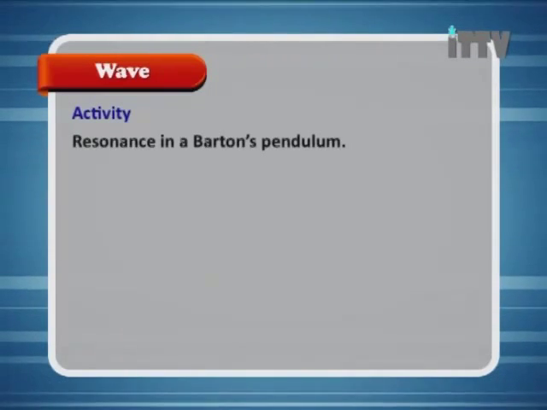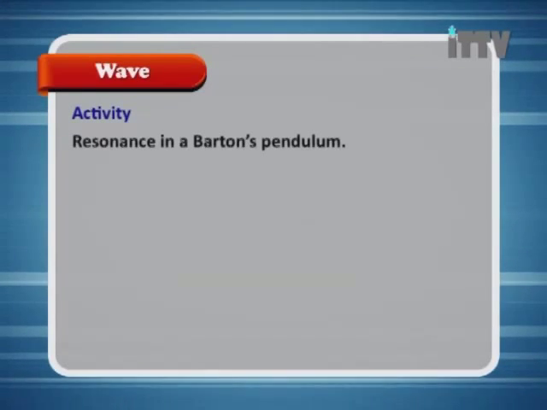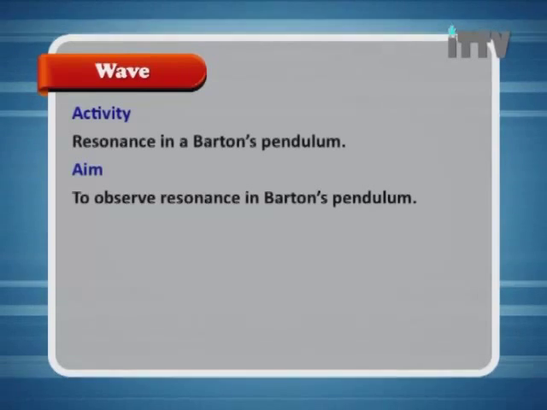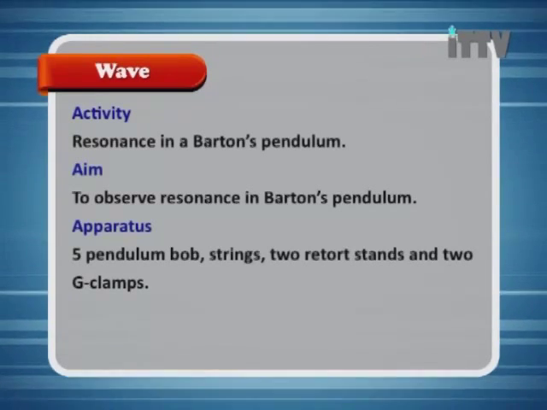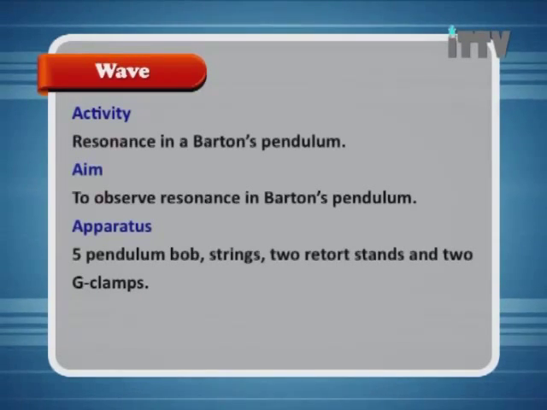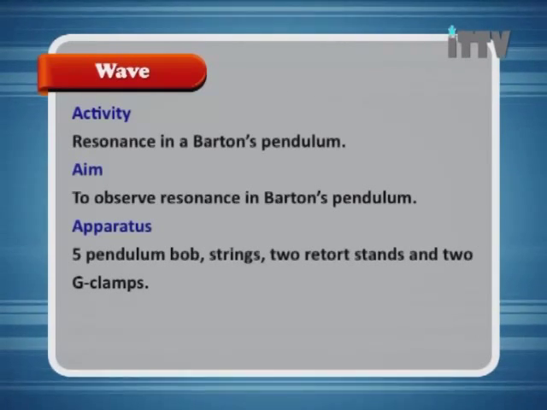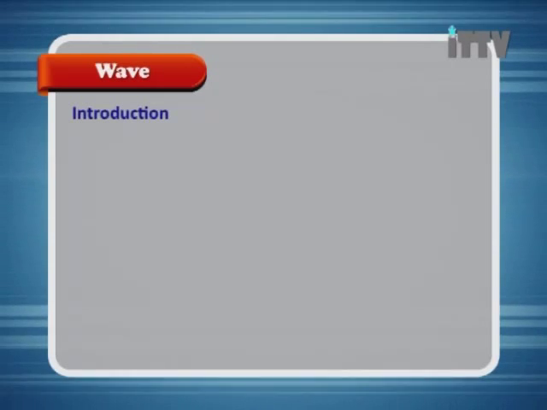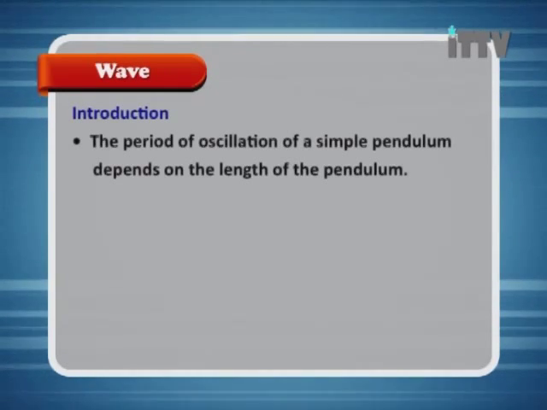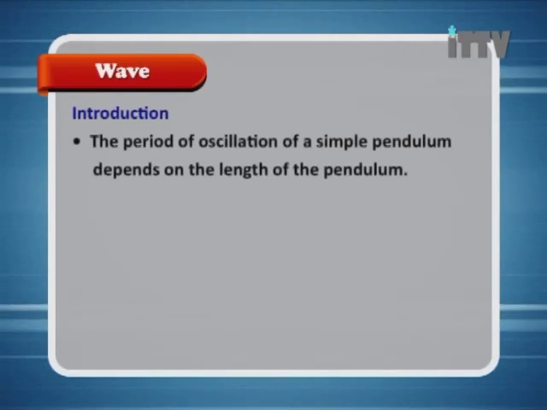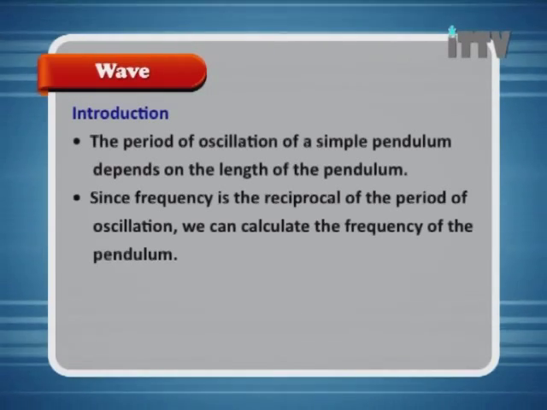Activity: resonance in a Barton's pendulum. Aim: to observe resonance in Barton's pendulum. Apparatus: 5 pendulum bobs, strings, 2 retort stands and 2 G clamps. Introduction. The period of oscillation of a simple pendulum depends on the length of the pendulum.